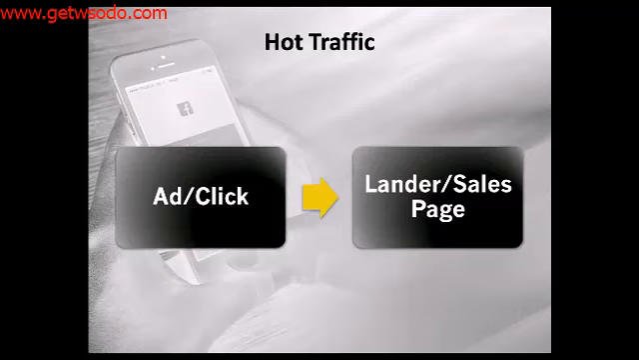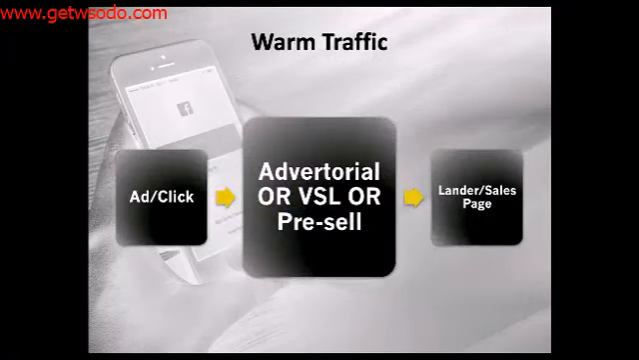Basically, for hot traffic, you can just take them right to the lander. You don't really need to pre-sell them, so to speak, because they're already hot. They're already ready to buy, basically. They just need to be pushed over the edge a little bit. With warm traffic, you basically need to add one additional step so that they do get hot, right?